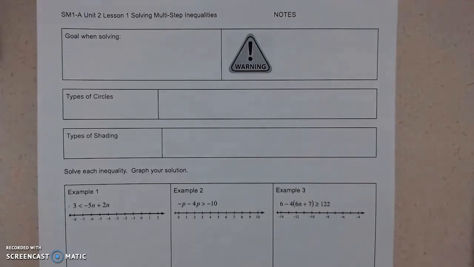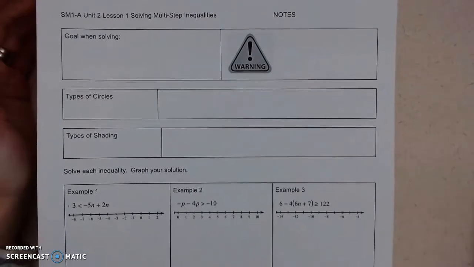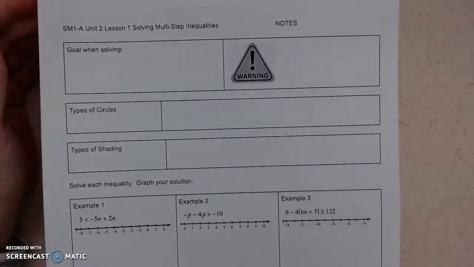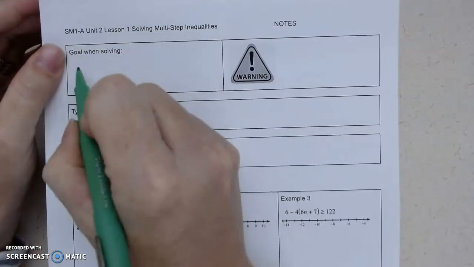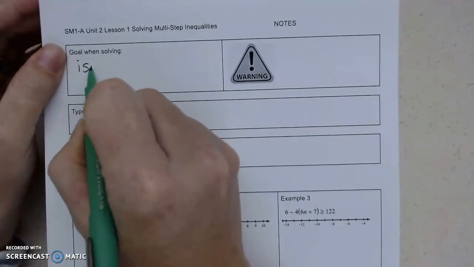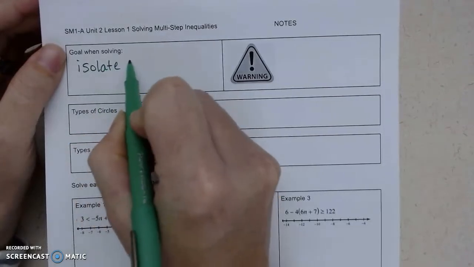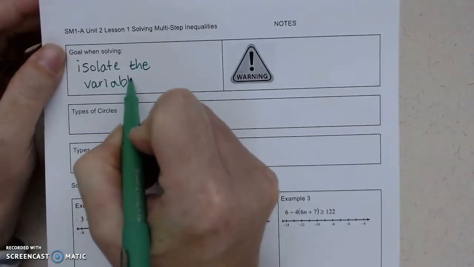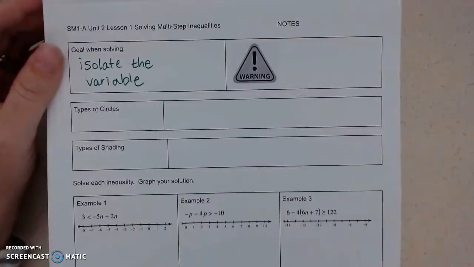All right, let's talk about Unit 2, Lesson 1, which is solving multi-step inequalities. So our goal is similar to equations, and we still want to isolate the variable, which means get the variable alone.